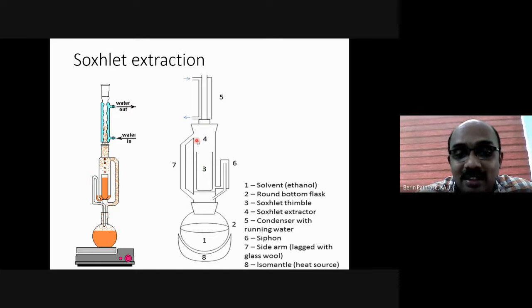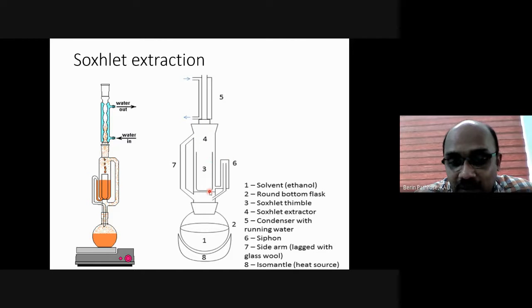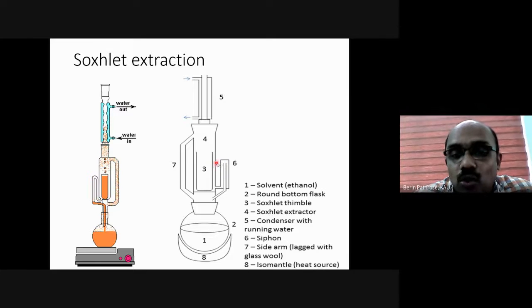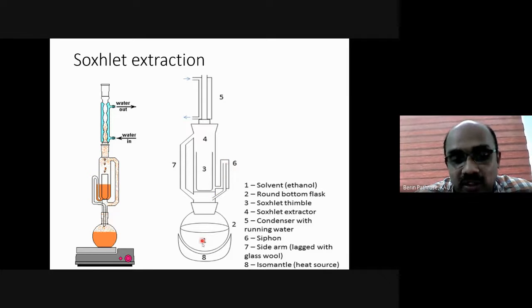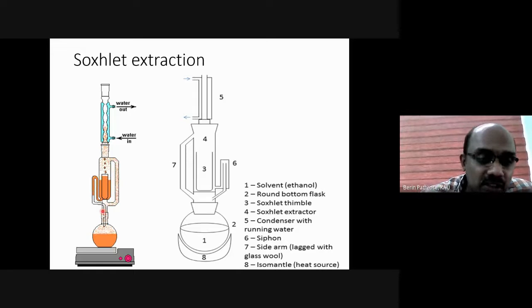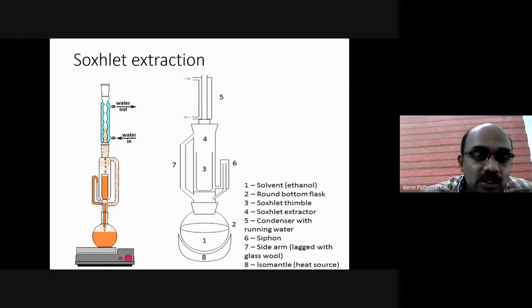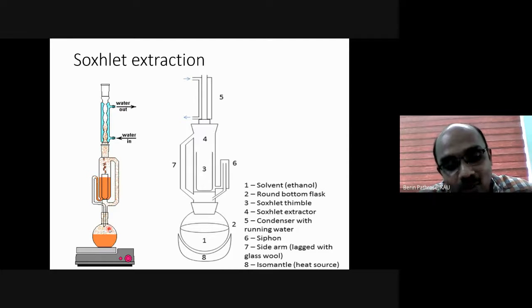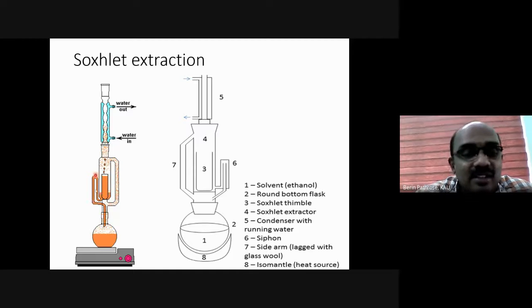Once it reaches up to this level, it gets automatically siphoned. You can see it clearly over here. Drop by drop, solvent gets filled into this Soxhlet apparatus. Slowly the volume rises. Once it reaches up to this level, it automatically siphons back into this round bottom flask. So this cycle continues.